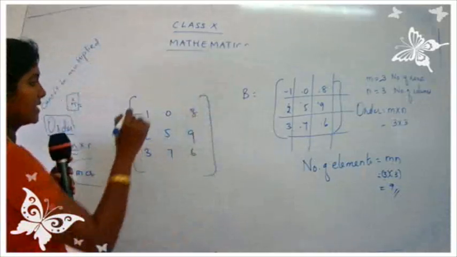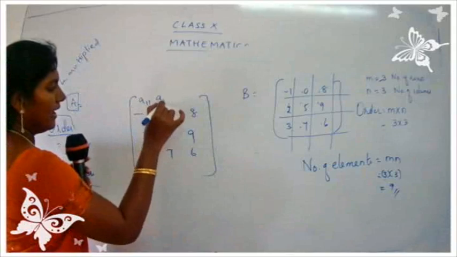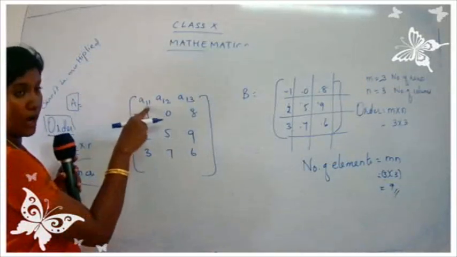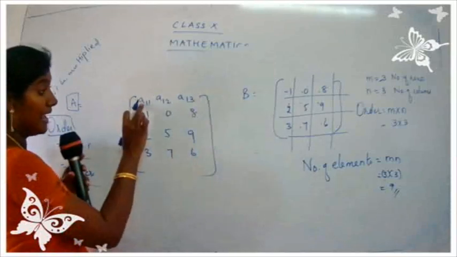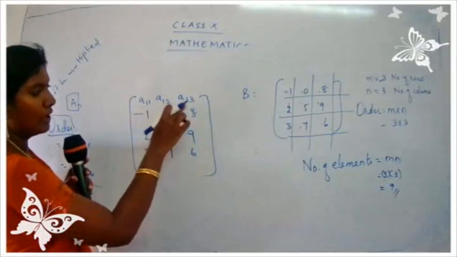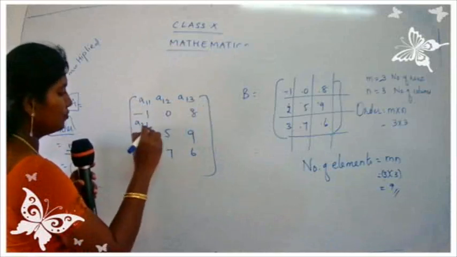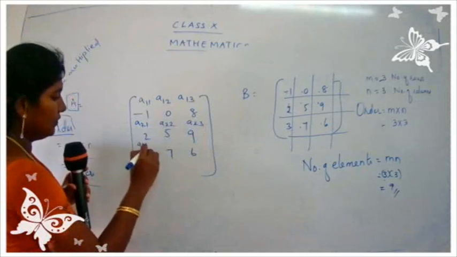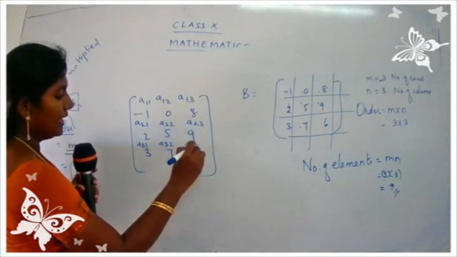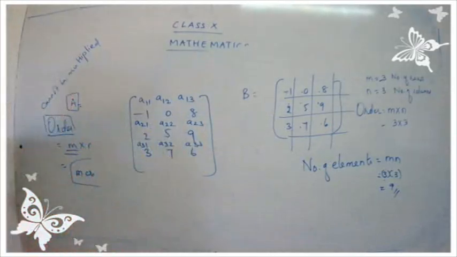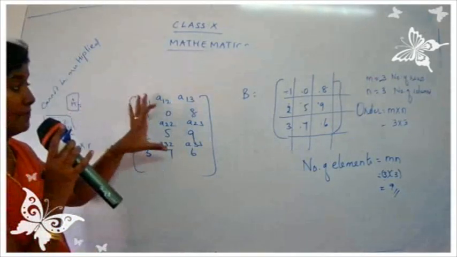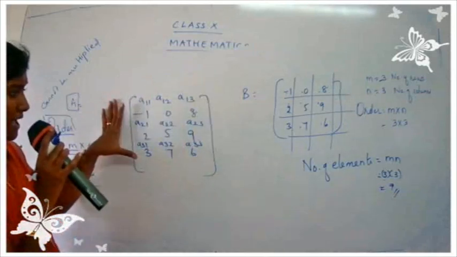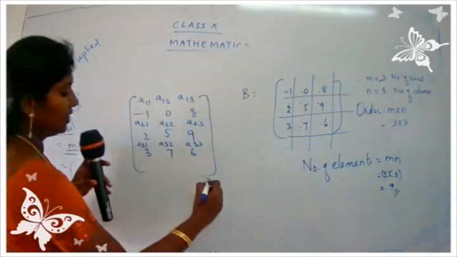The general form is A11, A12, A13. Children, whenever you start, you have to start from A11, A12, A13, A21, A22, A23, A31, A32, A33. So this is the general form, and this may go up to any extent. This is according to the order of the matrix. I have taken a 3 by 3 matrix here.